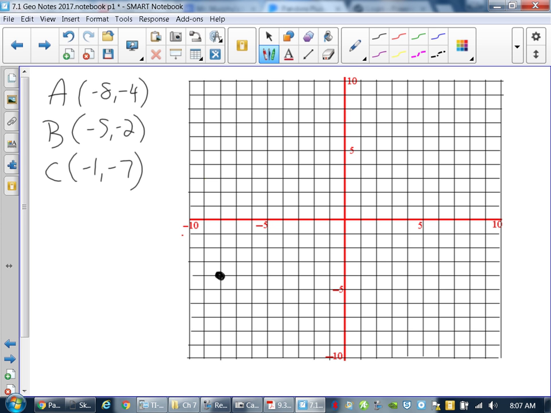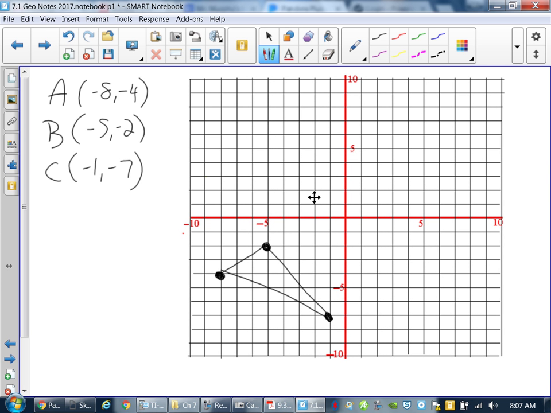Now I have -5, -2. And -1, -7. So I have these values to figure out.